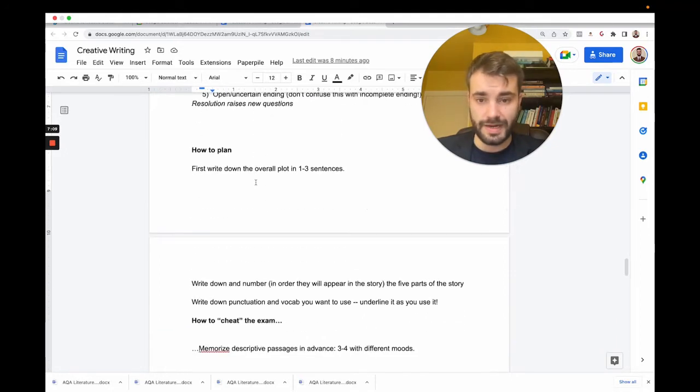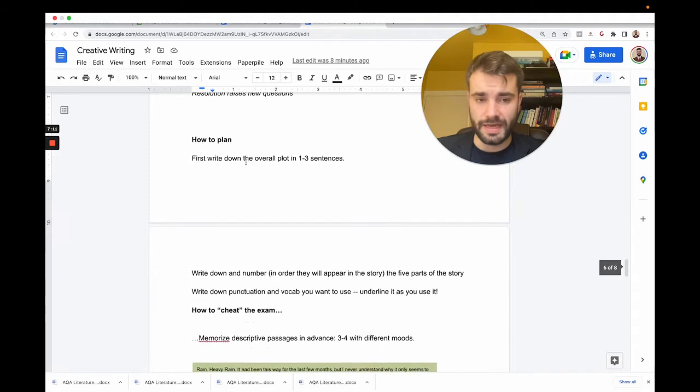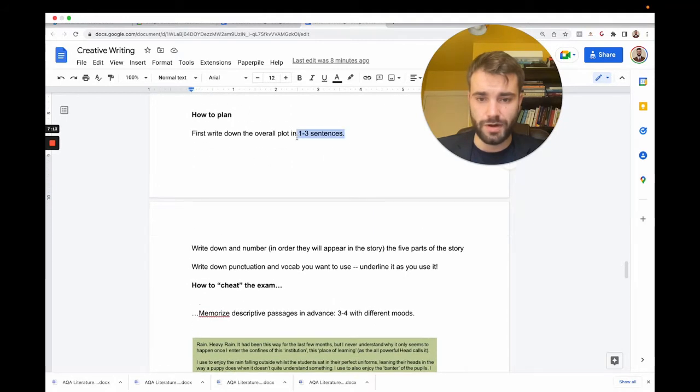So in planning, what you need to do is begin, just write down the overall plot, a couple of sentences, make it very short, and then you number the 5 parts. So remember those 5 stages, you write them down and you put a number for the order they're going to appear, because you don't always start with the background.